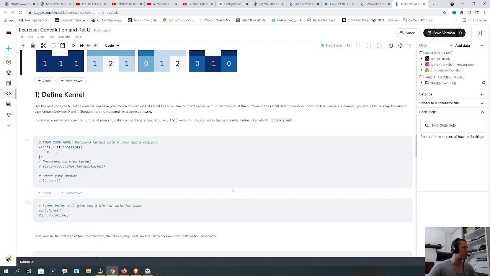In general, a kernel can have any number of rows and columns. For this exercise, let's use a 3 by 3 kernel. So it's pretty much a matrix. I don't think it's two-dimensional. I think it's one-dimensional.